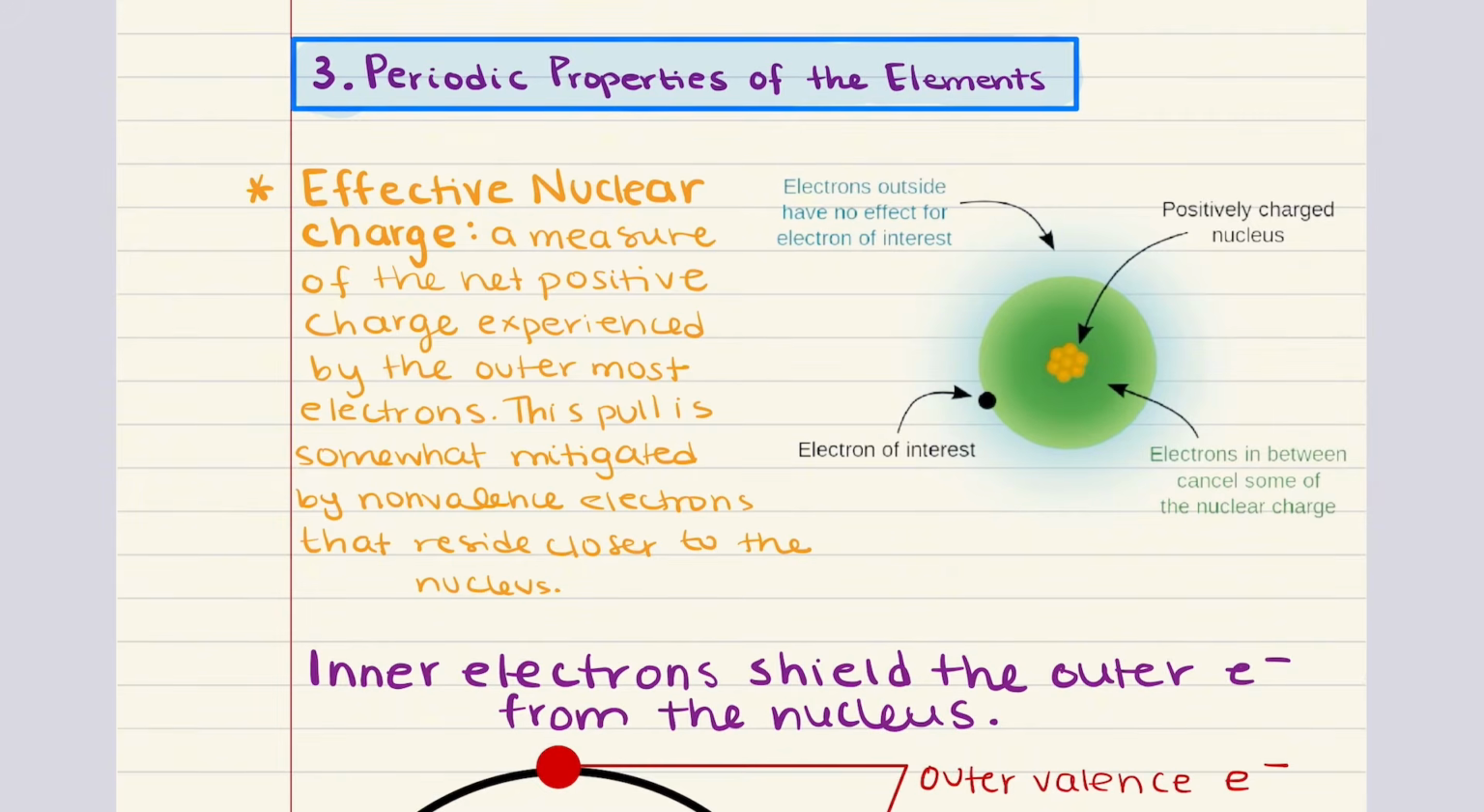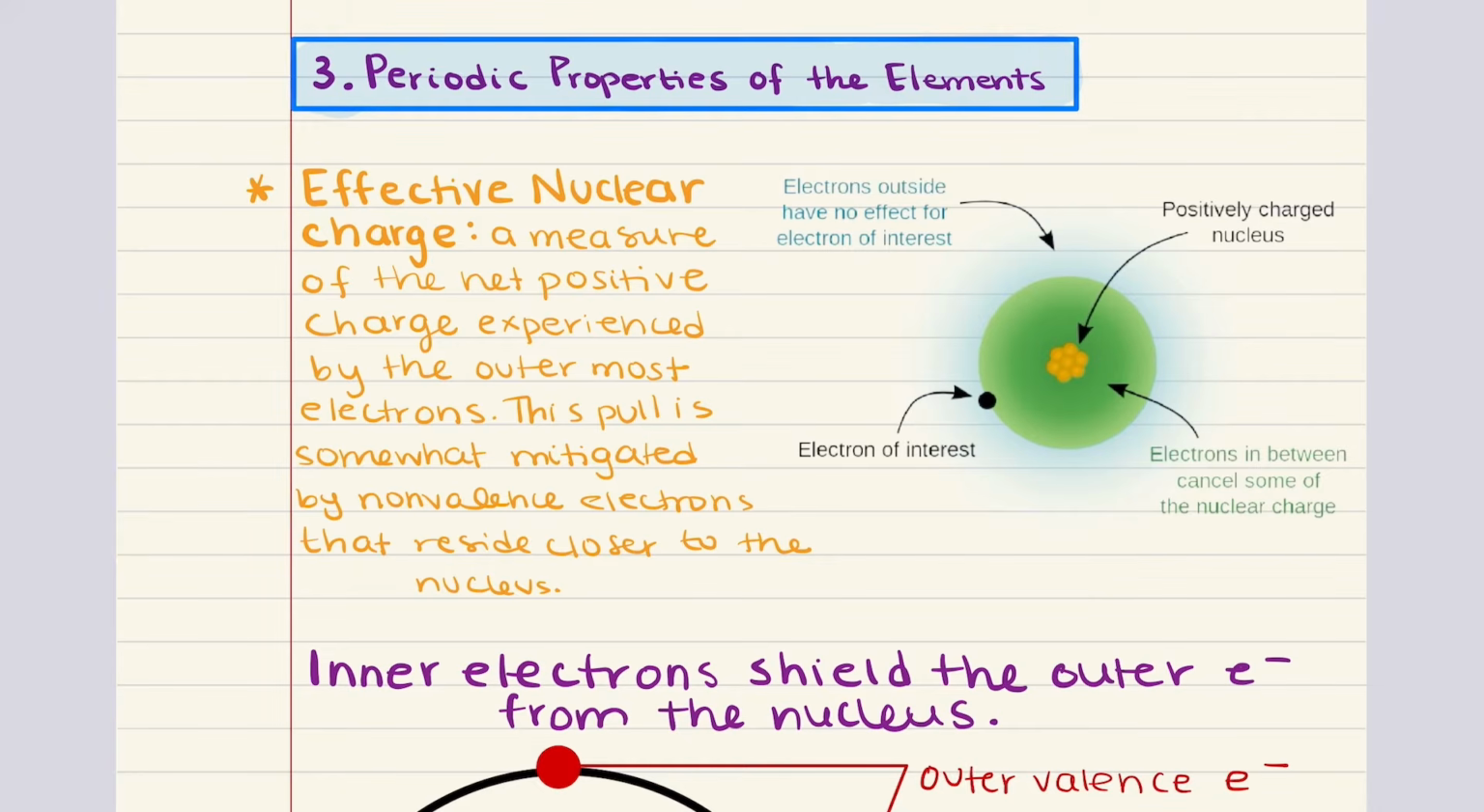Those 3 points deal with effective nuclear charge, the principal quantum number and shielding effect, and then last, the octet rule. So we want to discuss these 3 concepts first before we begin to talk about atomic and ionic radius, electron affinity, electronegativity, and ionization energy and their trends. So we're going to start with the first point on effective nuclear charge.